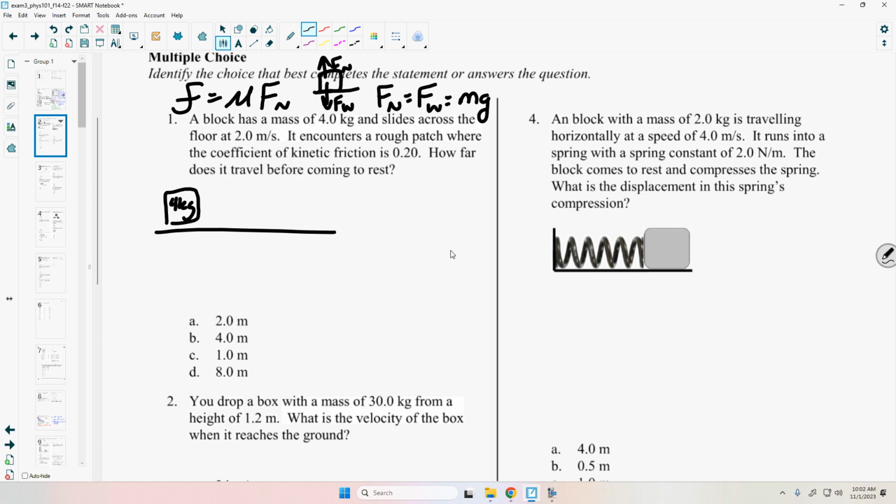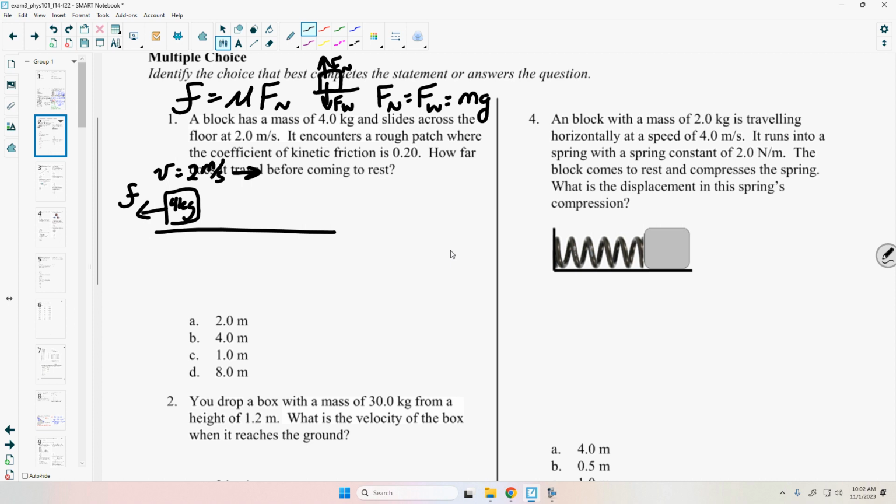It's sliding across a floor with a velocity equal to 2 meters per second. It's going in this direction. However, there's a force that's acting on it in that direction. So as this object moves across the floor, that frictional force takes away energy. And I want to know how far does it travel before it comes to rest.